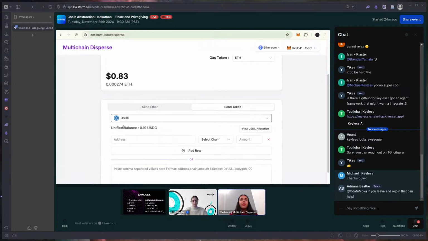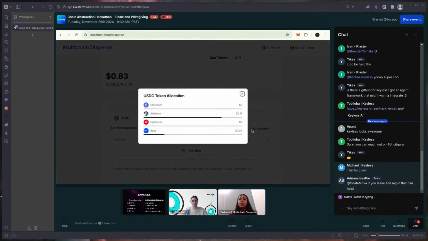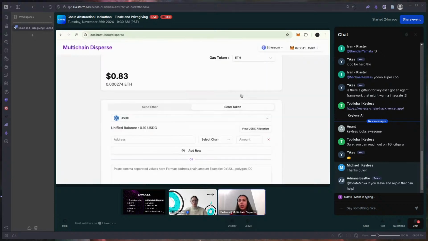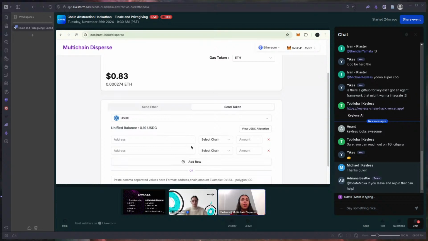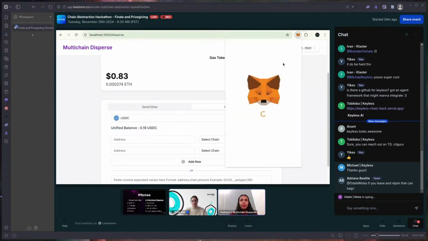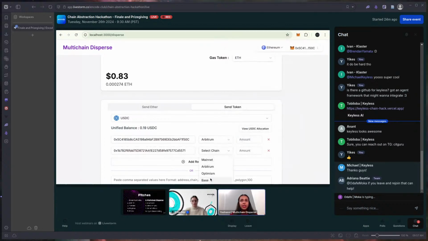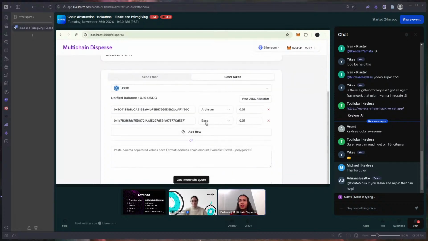So you can see the unified USDC balance and can also see the allocation across 4 chains. Here we have some liquidity on Arbitrum and Base mainnet. Now we can add the receiver addresses, desired chains, and amount. Let's just wait while the transaction is being filled. So yeah, the transactions are filled.